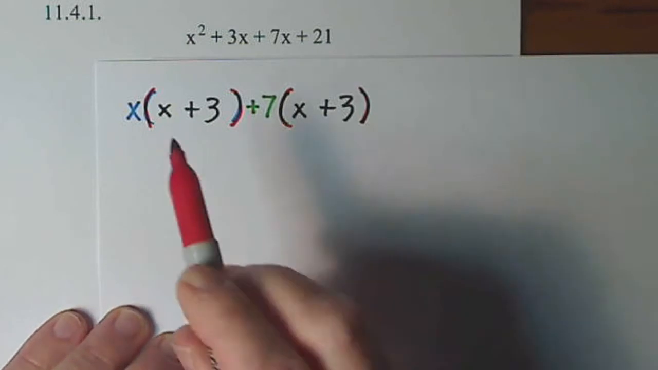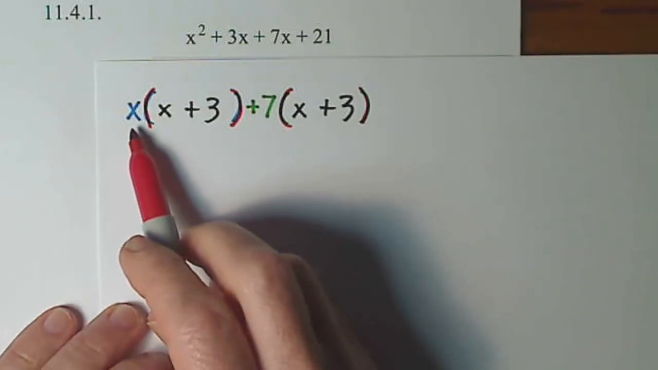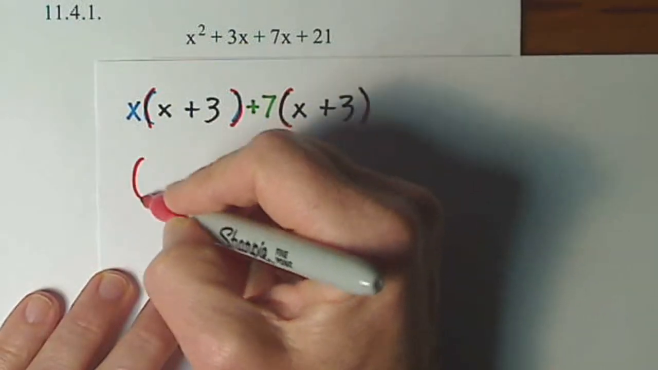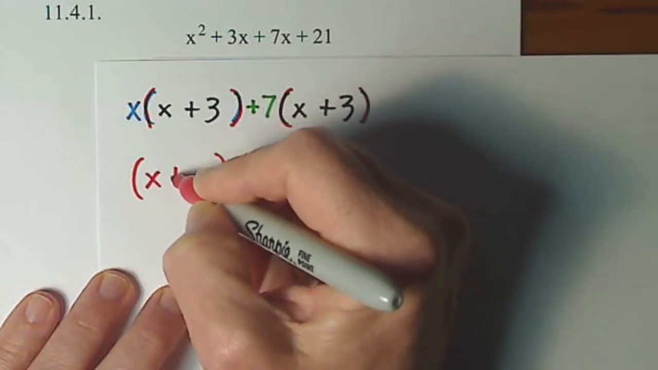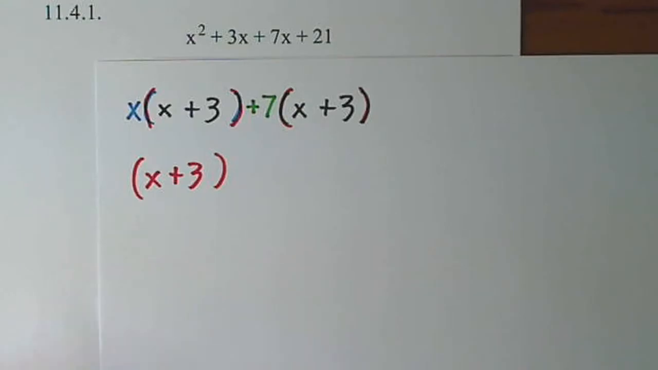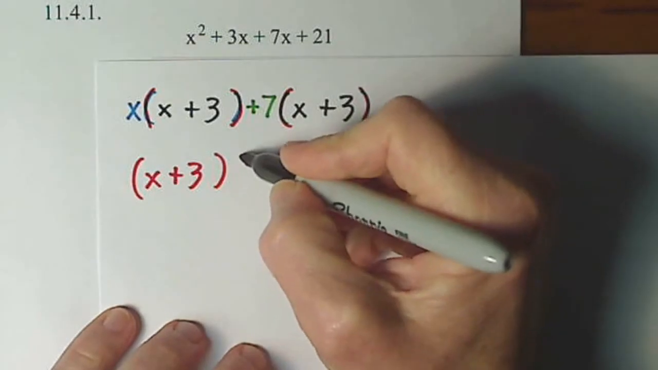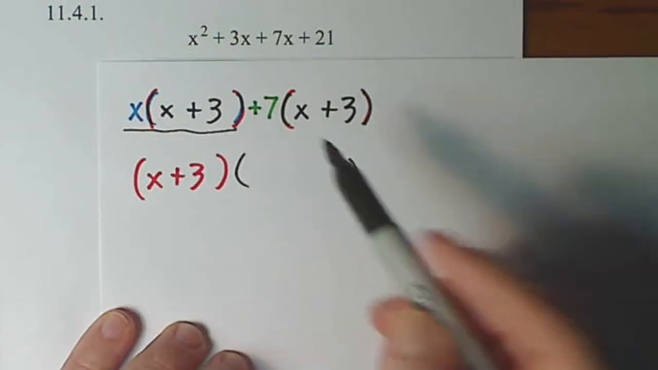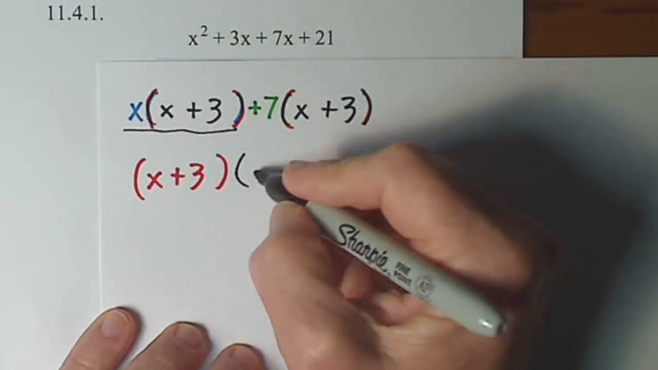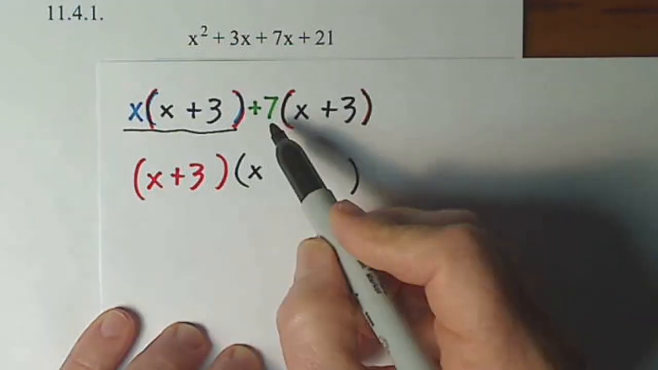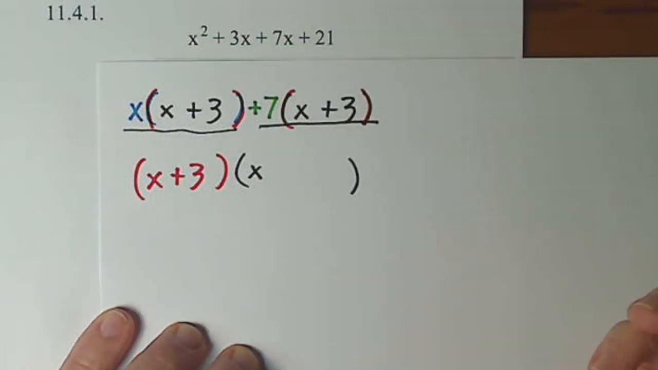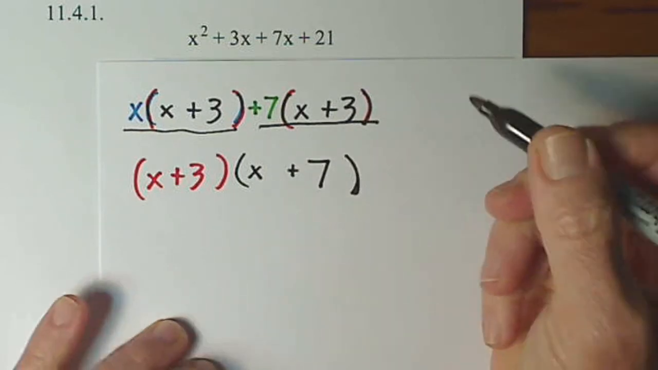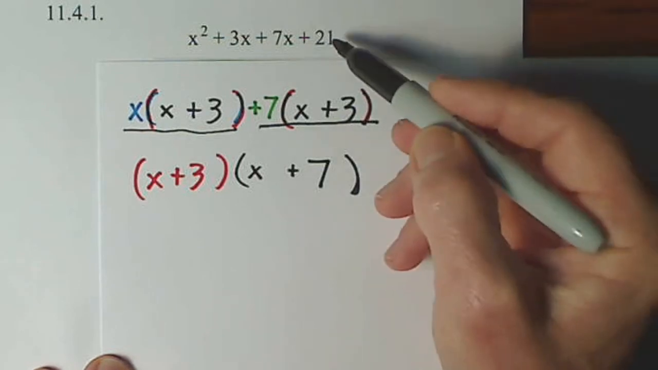And what did we do before? When you factor something out, you put it in front of the parentheses. I'm going to factor out an x plus 3. So I put it in front of parentheses. Here's my other set of parentheses. When I factor x plus 3 out of here, the only thing left is an x. When I factor x plus 3 out of here, the only thing left is a plus 7. Things got a little crooked there. This is the factored form of this polynomial.